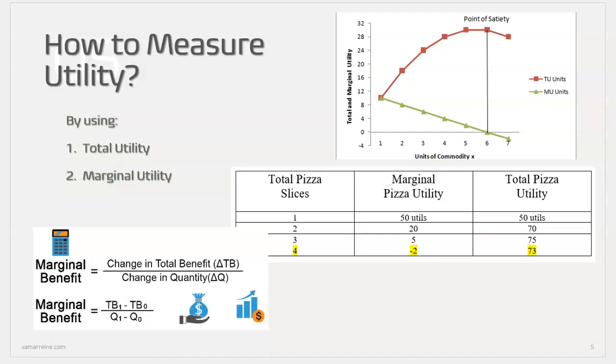Now we said that we use utils, and we said utils is how we measure satisfaction. And this whole chapter is about satisfaction and what value means for consumers and how we define value. So we measure utility using total utility and marginal utility. Now, common sense, the word total, how many totals can there be? Just one. This is the bottom line.